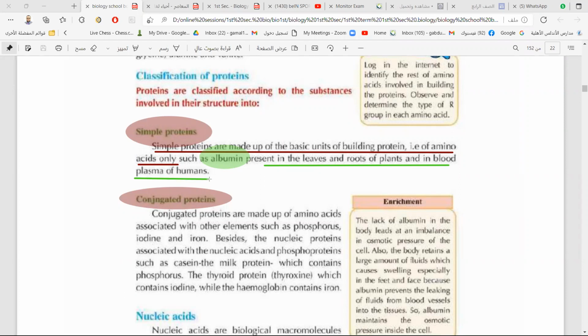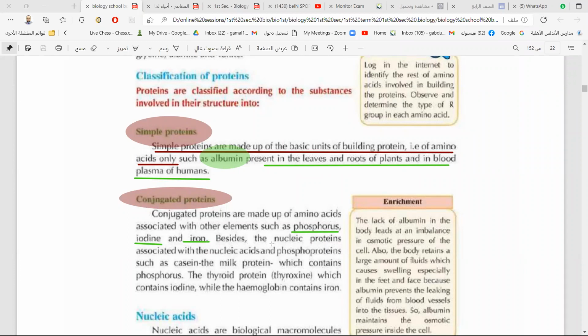We have another type of protein called conjugated proteins. Conjugated means it's connected or joined with another element. In addition to amino acids, additional elements are added, such as phosphorus or iodine or iron. When these elements are added to the chain of amino acids, they make a conjugated protein.